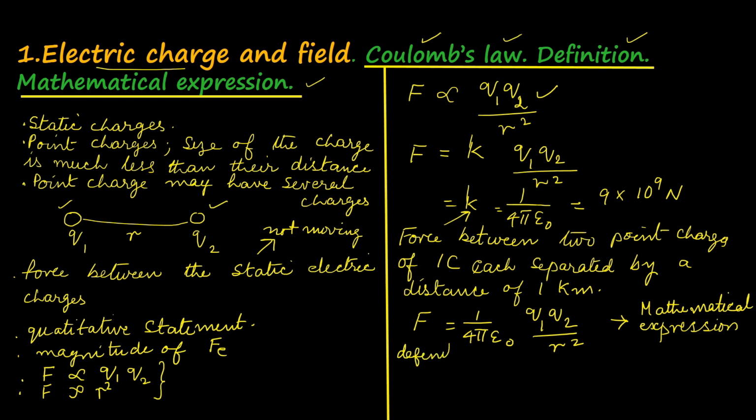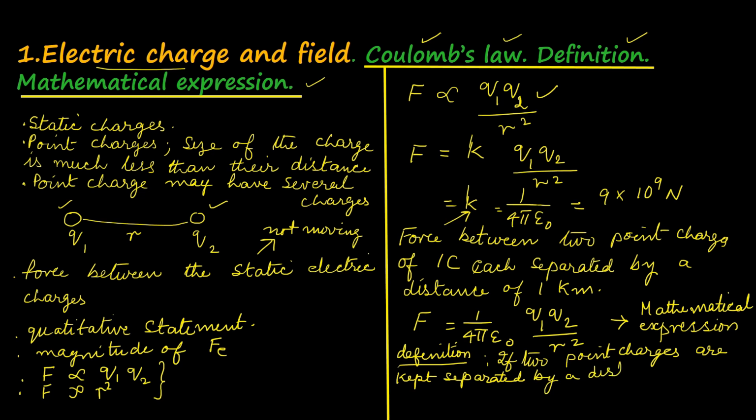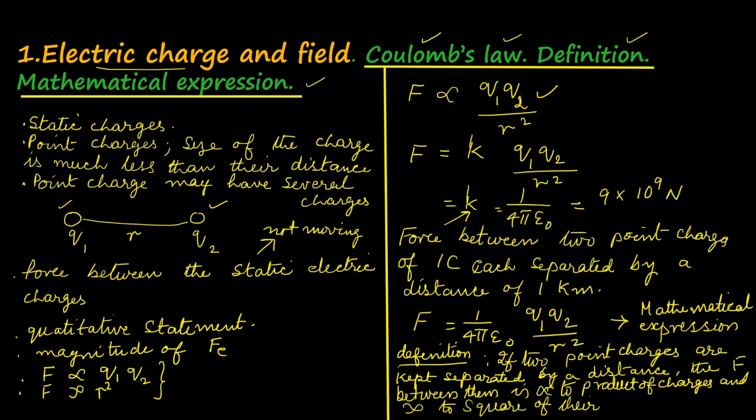the Coulomb's law statement, that is definition of Coulomb's law. It states that if 2 point charges are kept separated by a distance in space, the force between these two charges will be directly proportional to the product of the charges and inversely to the square of the distance between them. I hope these points are quite clear.